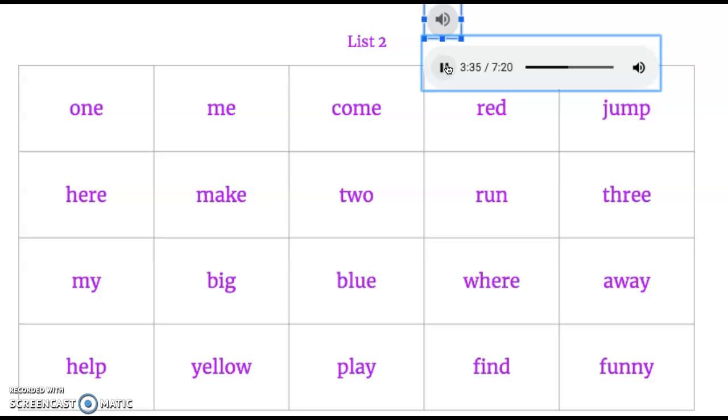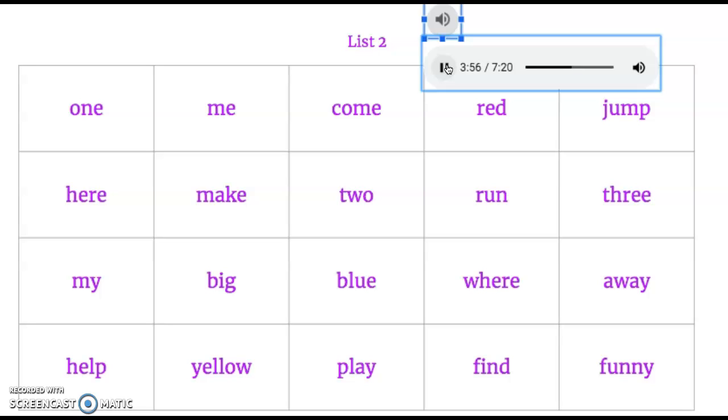The next word is my. My. The M in this word says M, and the Y says I. The Y in this word acts like a vowel, and sometimes Y can say I at the end of a word. I. A sentence we could use is, my baby brother is 3 years old.